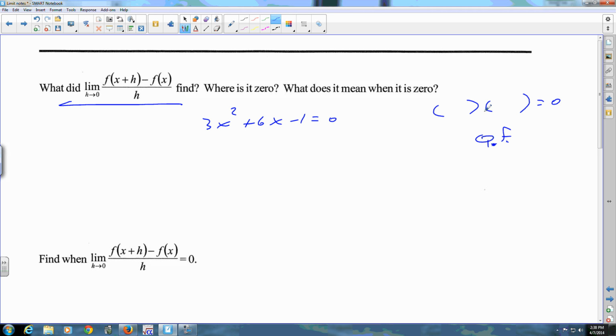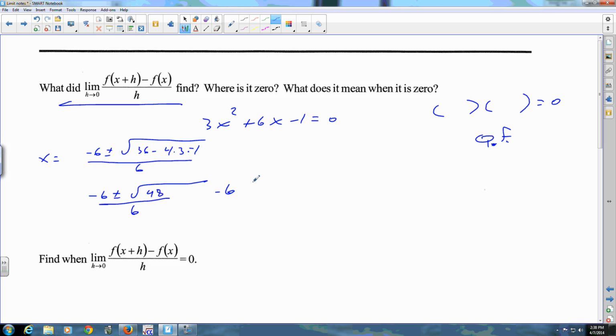I'm not convinced the thing's going to factor just by looking at this. What my gut's telling me is to jump into the quadratic formula. Opposite of b, plus or minus the square root of b squared minus 4 times a times c, all over 2a. So negative 6 plus or minus, let's see, 36 plus 12 is 48. So the square root of 48.